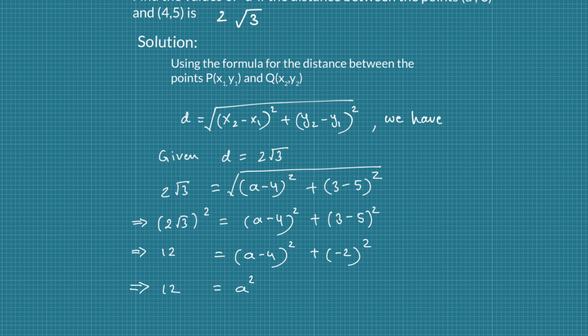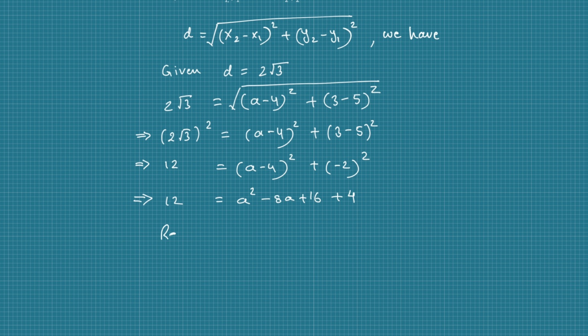This means 12 equals a squared minus 8a plus 16 plus 4. And rewriting this equation, we have a squared minus 8a plus 8 equals 0. This equation is a quadratic in the variable a.